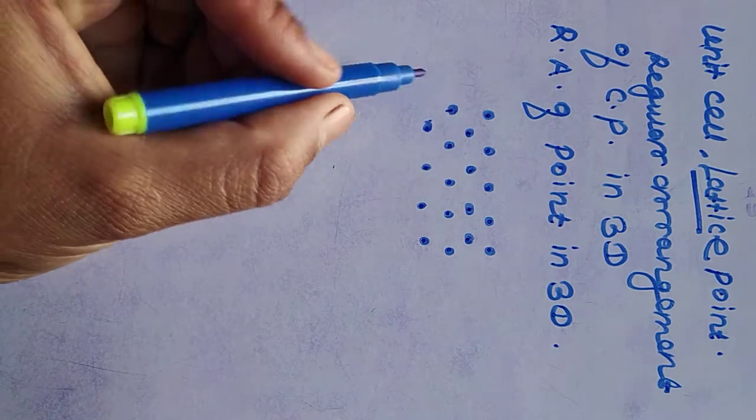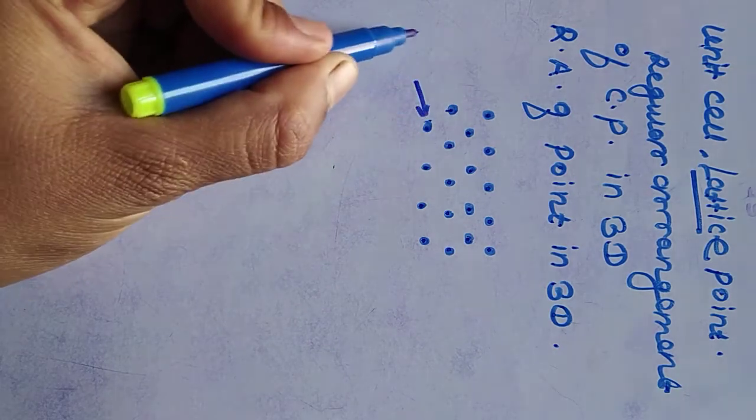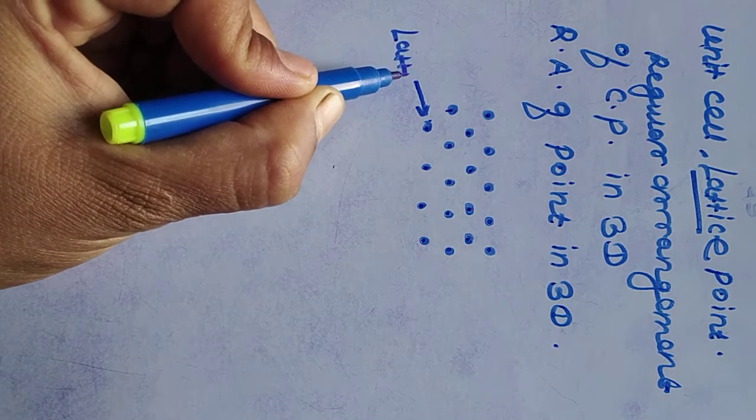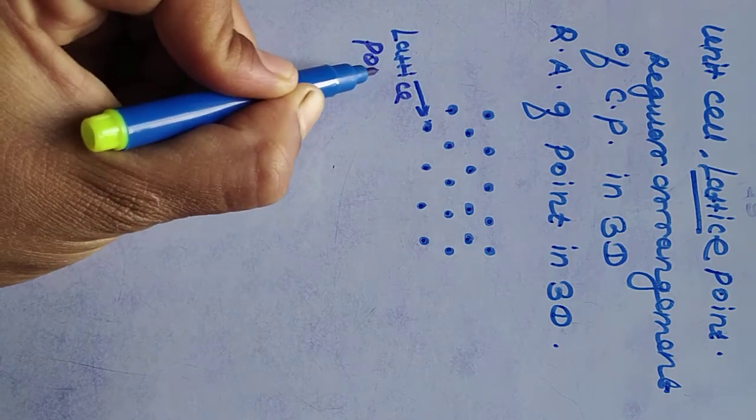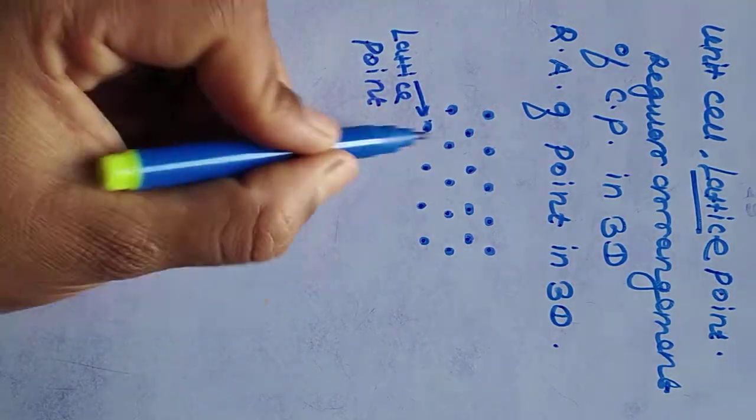This is called a lattice point. This point is called a lattice point and this is called a lattice.